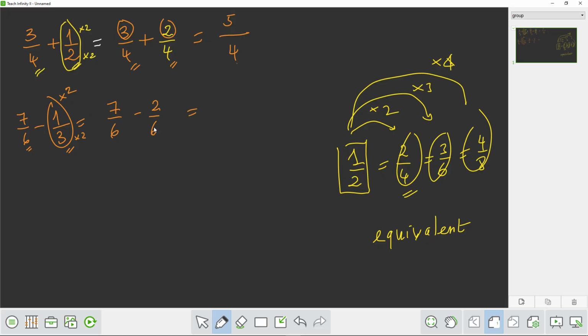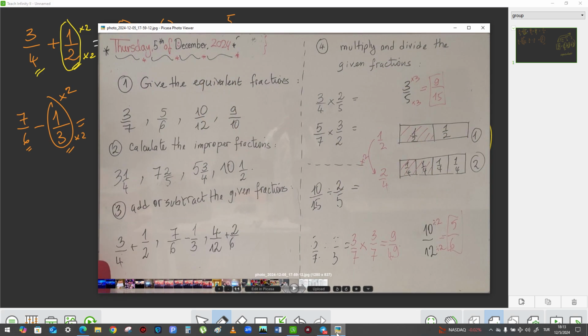In the end, you do not say 6 minus 6 and put 0. It's really wrong, so wrong. You keep the 6. 7 minus 2 is 5. 5 over 6. Now, let's take multiplication.